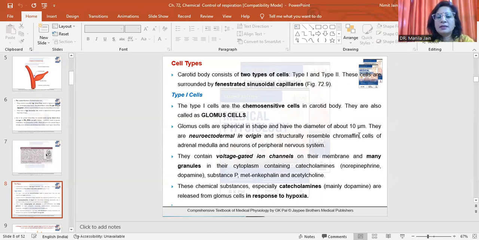So voltage-gated ion channels are there and many granules in the cytoplasm are there. Type 1 cells, another name is, yes, students? Yes, glomus cells. And these are chemosensitive cells, neuroectodermal in origin, spherical in shape, having voltage-gated ion channels and many granules.